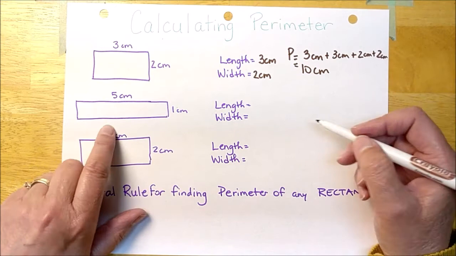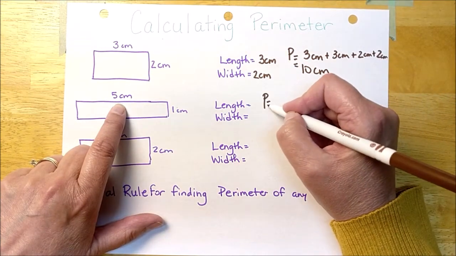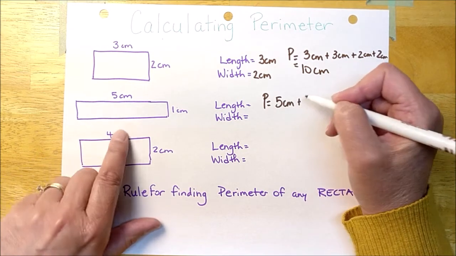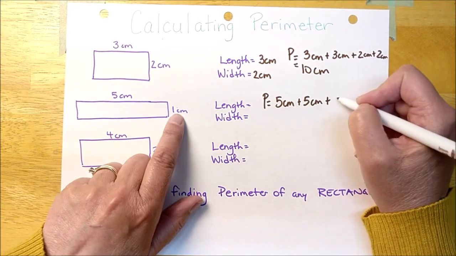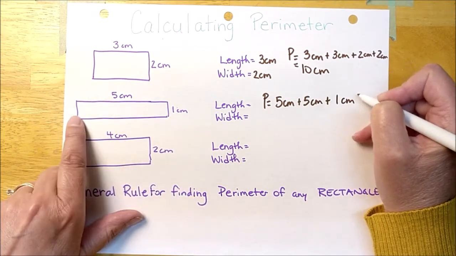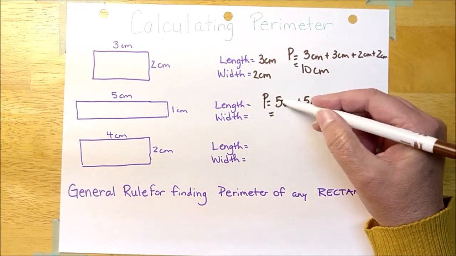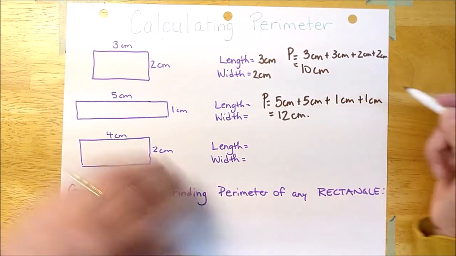So this one, my length is 5 centimeters. So in order to figure out perimeter, I would do 5 centimeters. And my opposite side would be 5 centimeters. My width is 1 centimeter and my other width is 1 centimeter. So altogether that would equal 5 and 5 is 10, 11, 12. If you said 12 centimeters, you were correct.